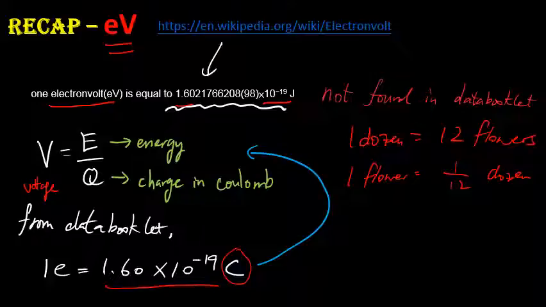But anyway, for 1 eV, it's very obvious that you use E equals Q times V, right? So here you have 1 electron, so 1.6 times 10 to the power negative 19 coulomb.